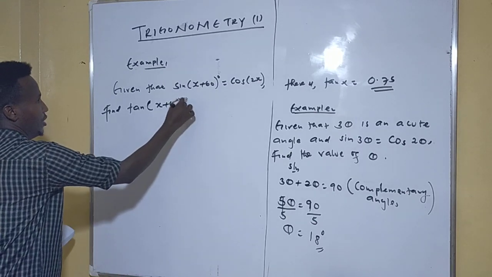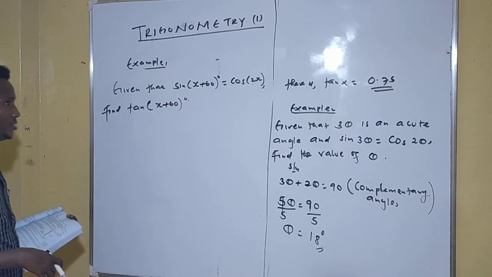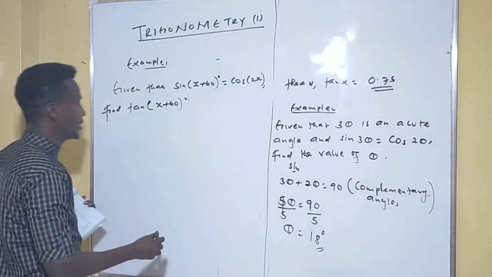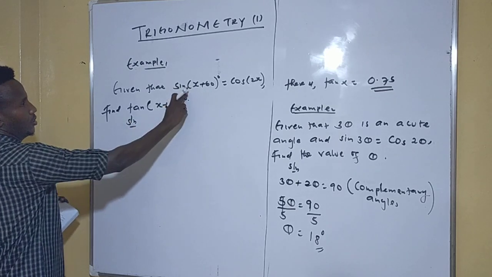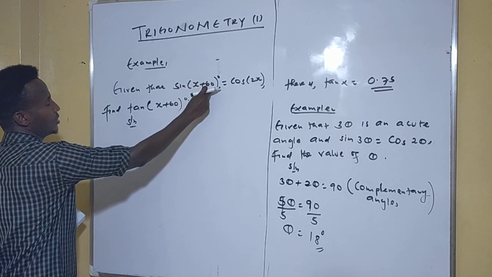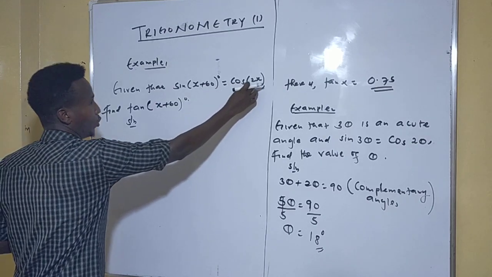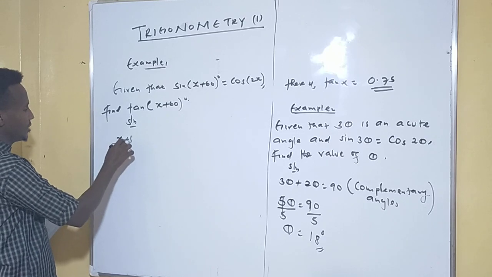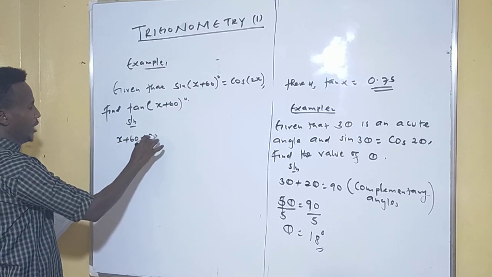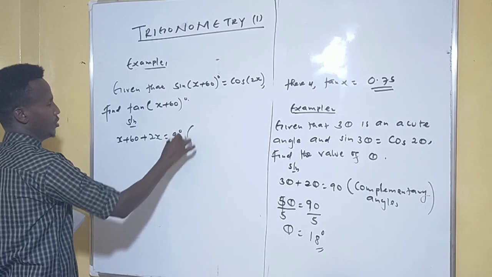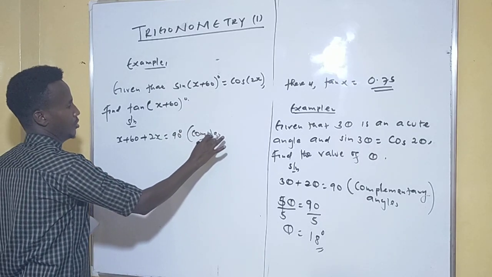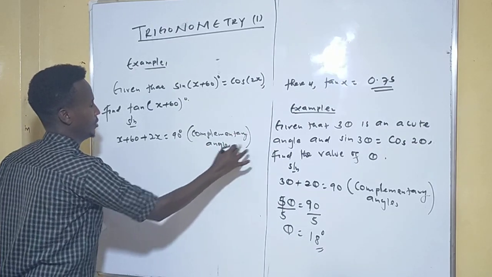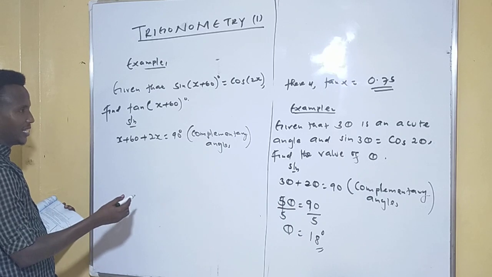X plus 60 degrees. Such a question will carry 2 marks, or 3 marks. But we still know that these angles are complementary. So we are going to say sine of (x plus 60) degrees is equal to cos of this one. So we are going to say x plus 60 plus 2x is equal to 90. Reason: complementary angles. Just understand this. These are complementary angles, angles that add up to 90 degrees.